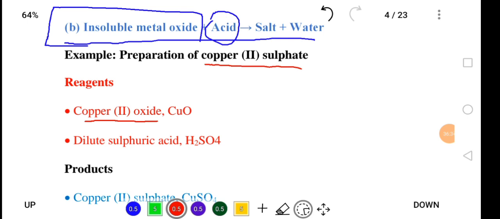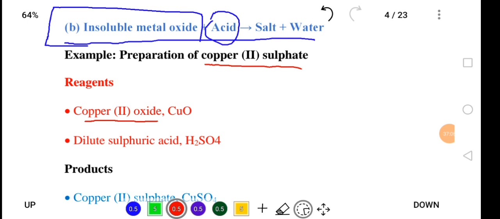Never should you say copper oxide. When you say copper oxide, you are talking about a different compound. Copper 2 oxide is a different compound which has a different color. Copper 2 oxide is black in color. Copper 1 oxide is red in color, meaning those substances are having different properties.